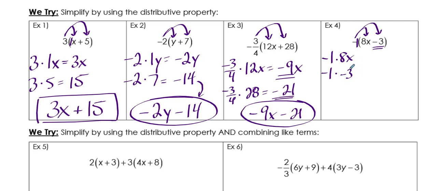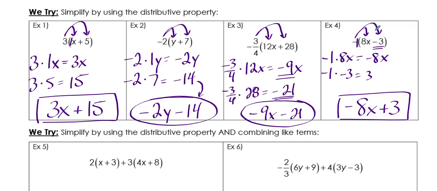When we multiply, we have to make sure we include that sign because we're multiplying a negative 1 times negative 3. That would give us positive 3. And negative 1 times positive 8, that gives us negative 8x. In our final answer, it's going to be negative 8x. This is a positive, so that's going to show up with a plus sign.